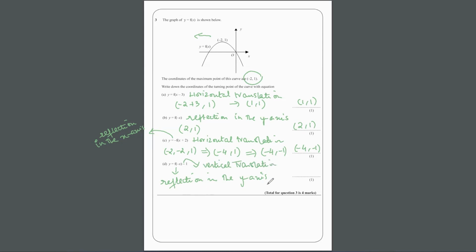So for the reflection in the y-axis, your x-coordinate switches its sign. So if it's negative, it becomes positive. That's going to be 2, 1. And since it's moving 1 unit down, we subtract 1 from the y value. So that's going to give us 2, 0. So that's your turning point for this complete transformation.